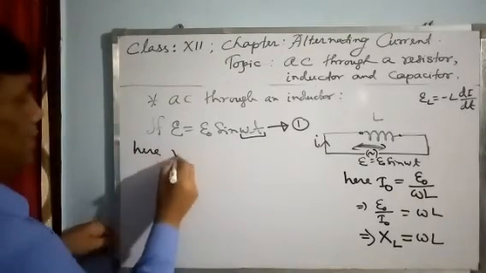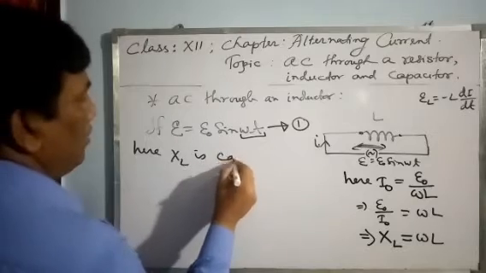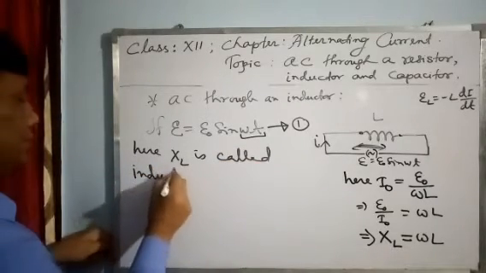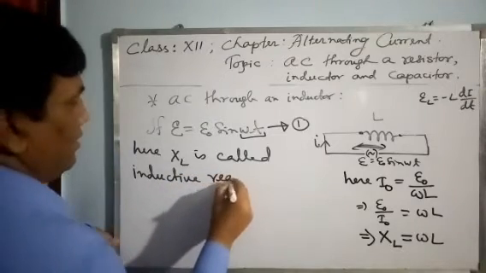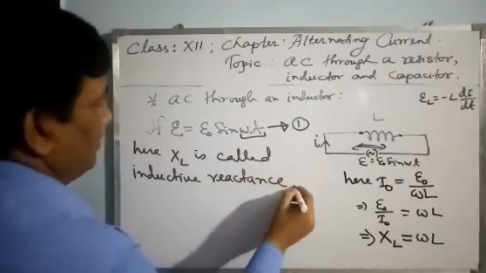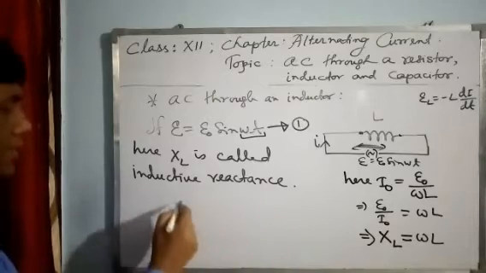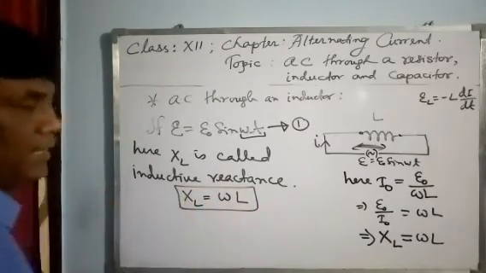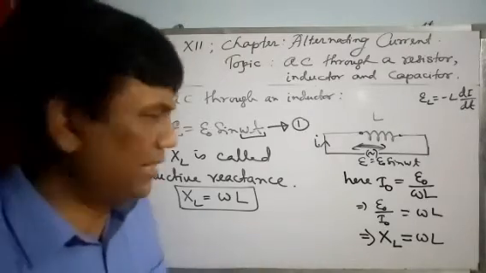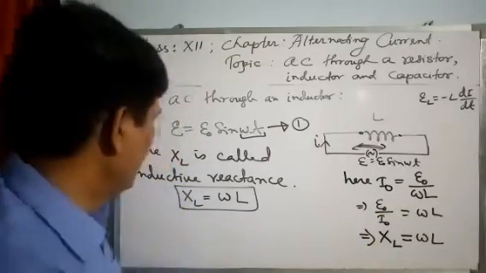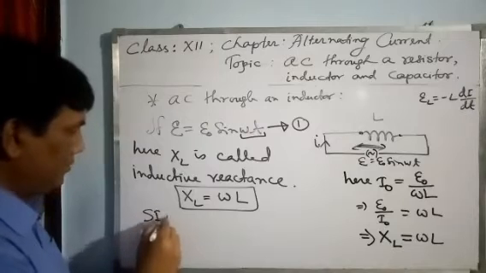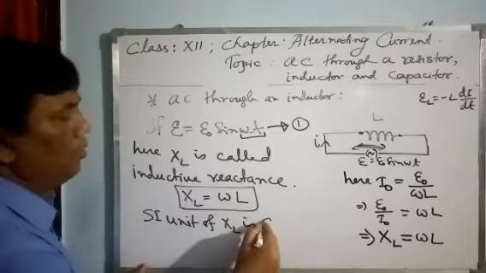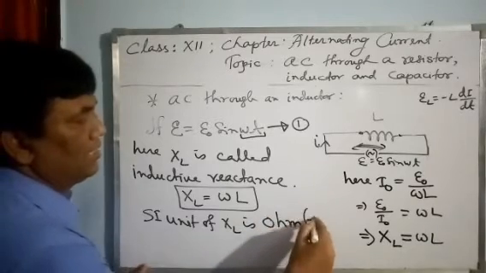Here XL is called inductive reactance. You have to learn this term: XL equal to omega L. It is like resistance only. It has the dimension of resistance also. So the SI unit of XL is ohm, because it is resistance only.